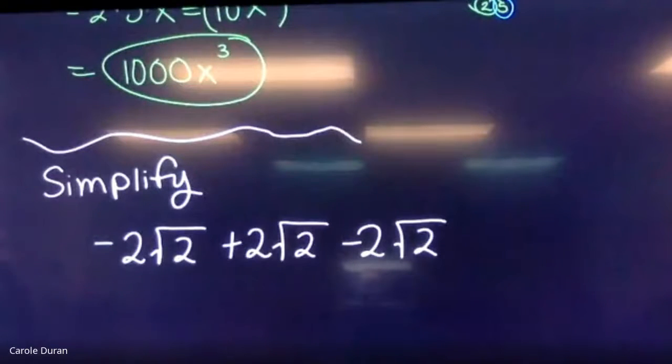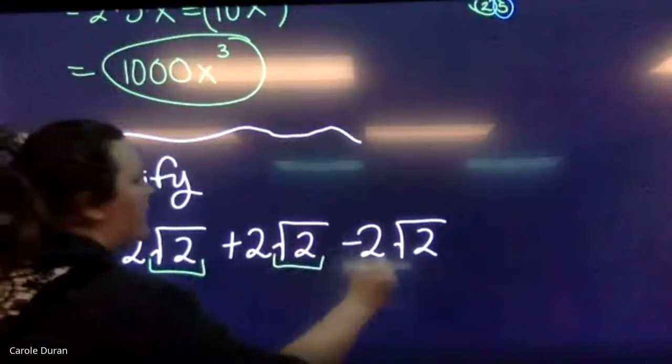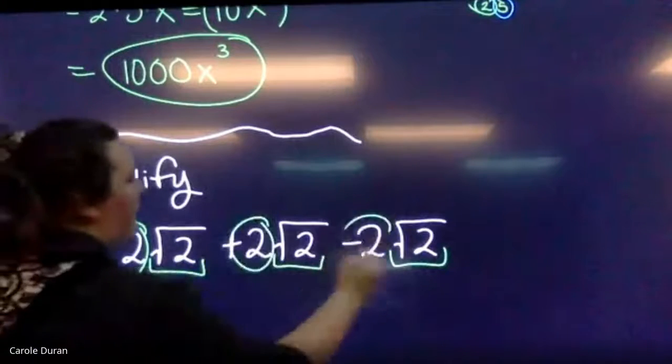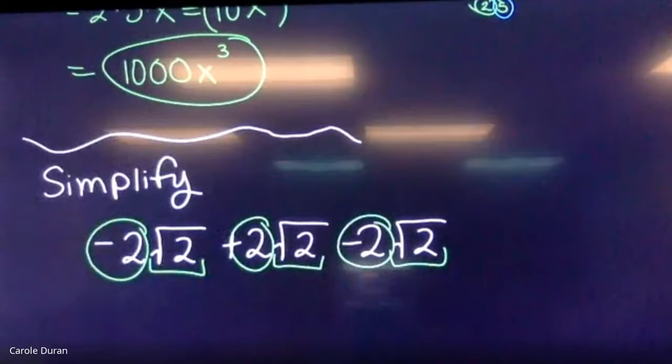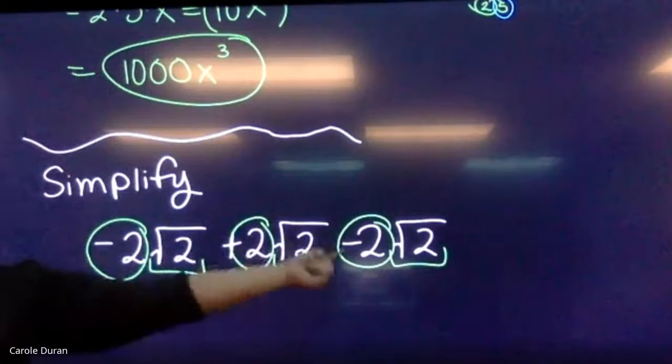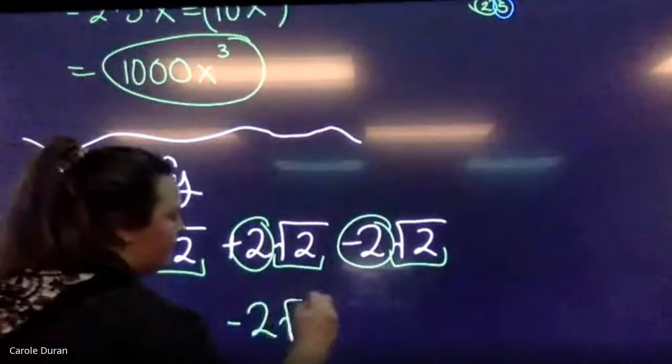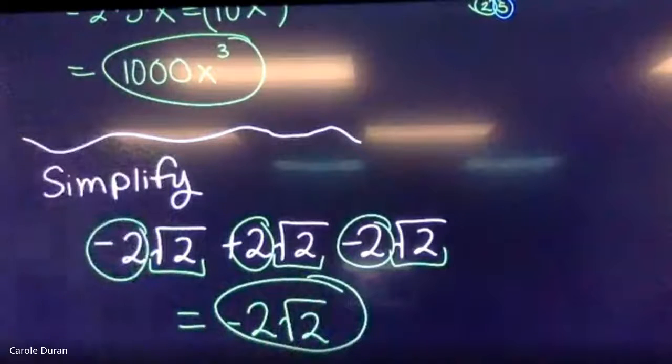That acts just like a variable. So when this radical is the same, I can take all of the coefficients and add them together and then put my answer in front of the square root of 2. So what's negative 2 plus 2 minus 2? Negative 2. So my answer is negative 2 root 2. So when all the radicals are the same, we can combine them by putting together the coefficients on the front and rewriting our answer with my common radical.